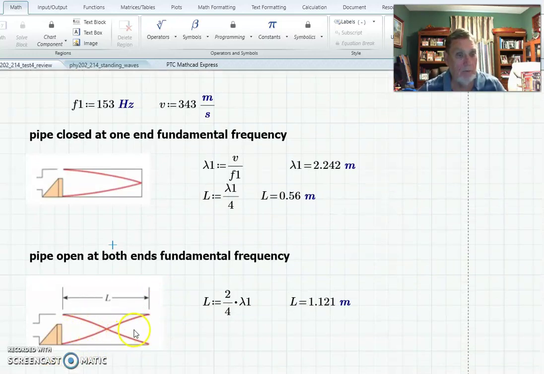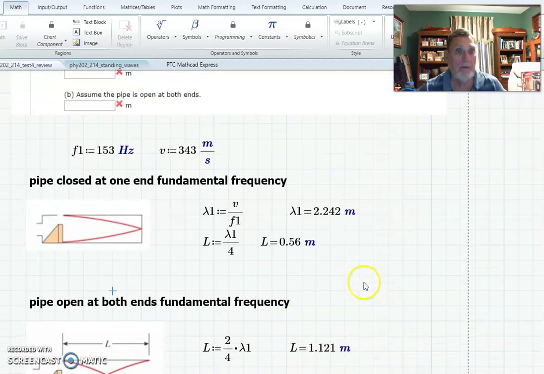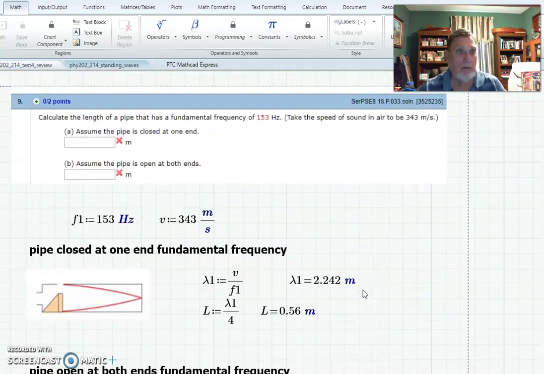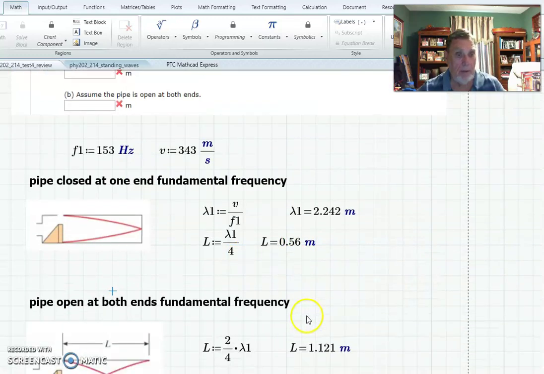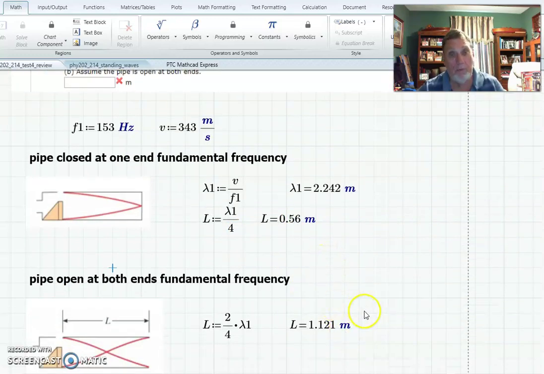So the smallest one with an antinode at both ends is going to give you a node in the middle, and remember each one of these is a quarter of a wave. So we've got 2 quarter waves, or the length of the pipe is half the wavelength. Like I said in the other video, some of you are going to have the string, some of you are going to have the closed pipe or the open pipe.